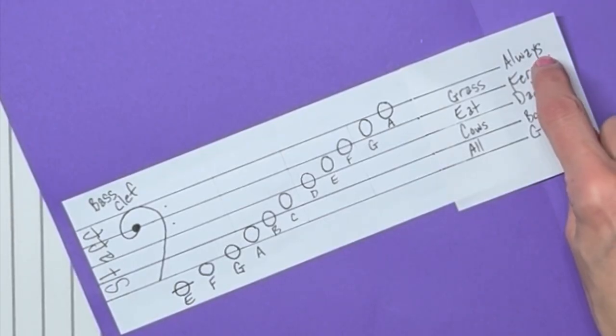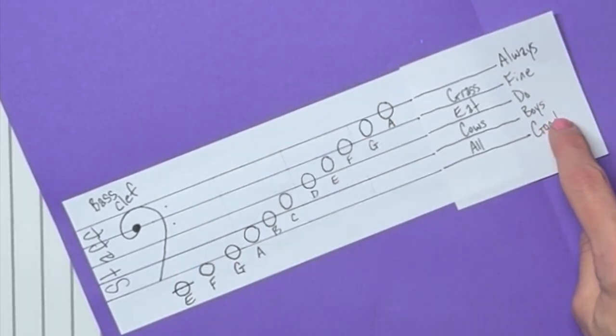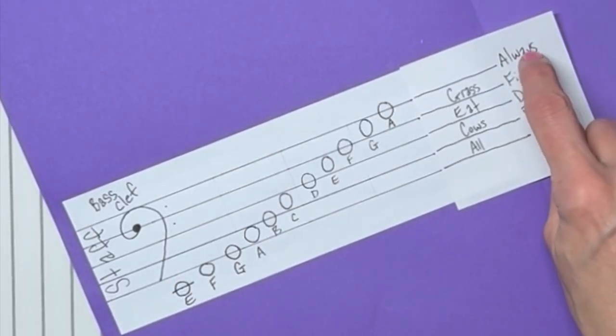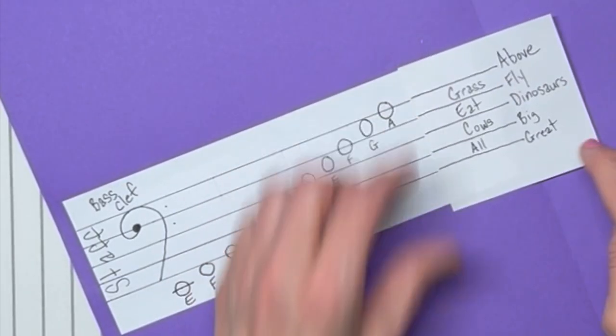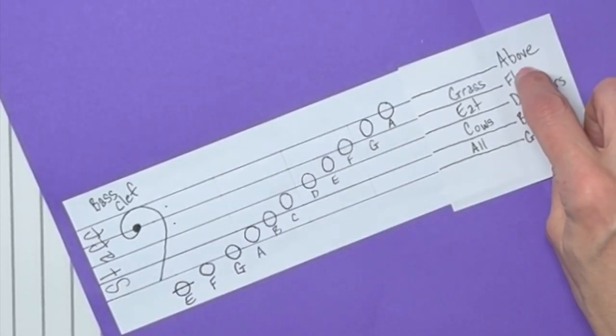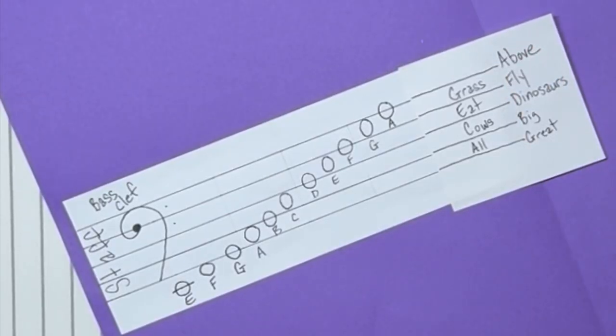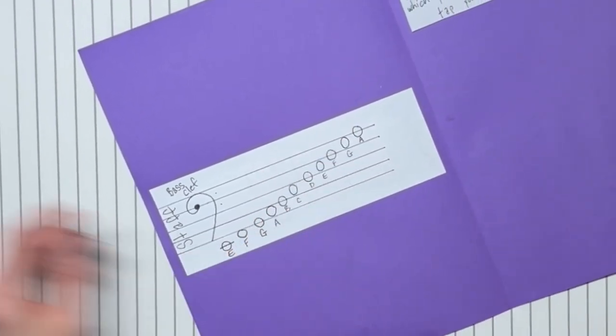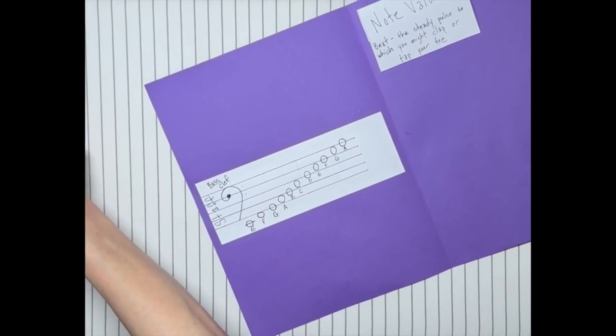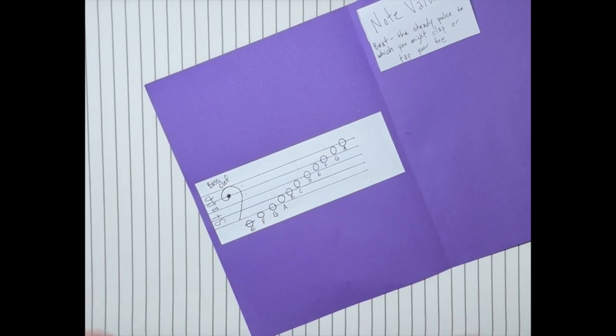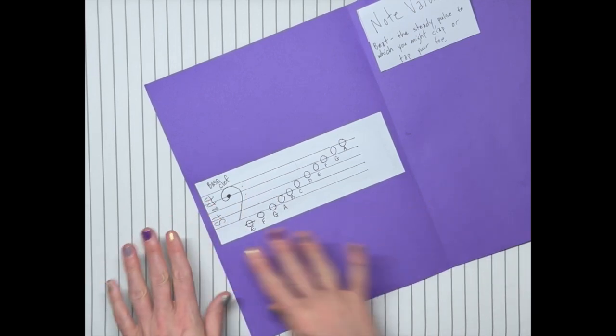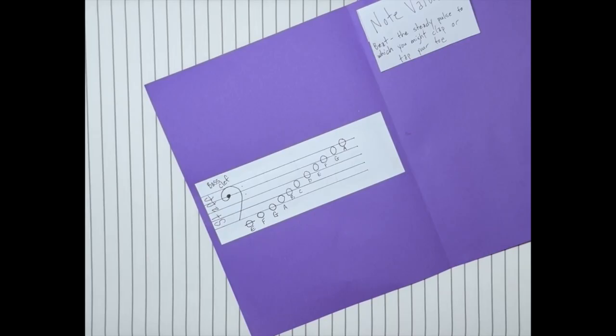Girls borrow dad's Ferrari always. Good boys do fine always. Great big dinosaurs fly above. So again, I'll put those in a still at the end so that you can copy the one that works best for you. And once you've done that, you're done with your note reading diagram.